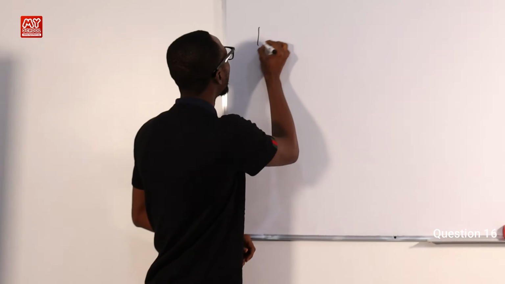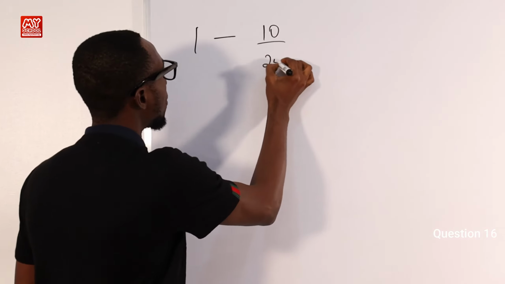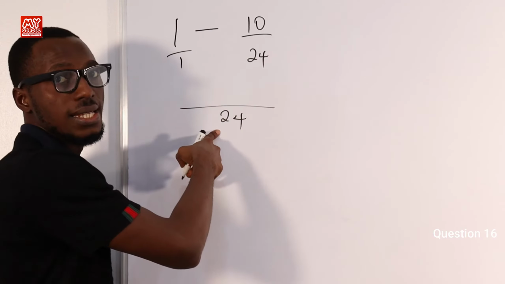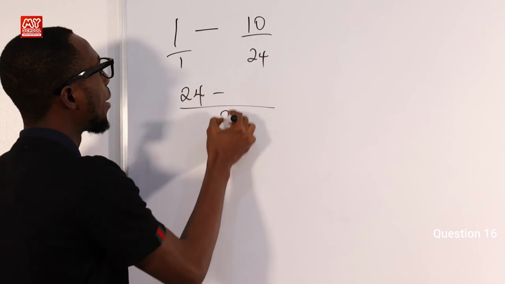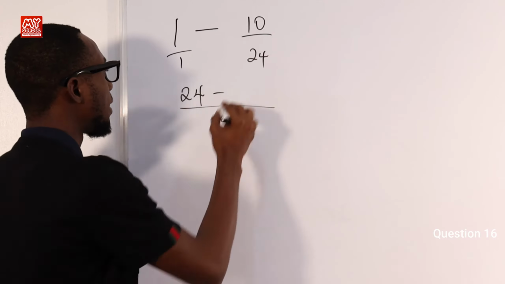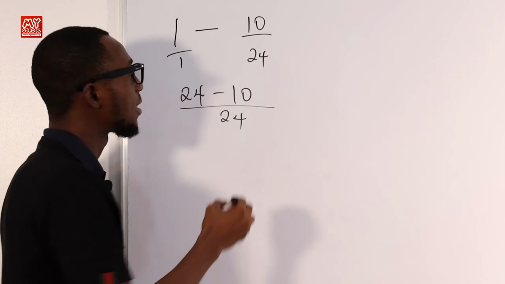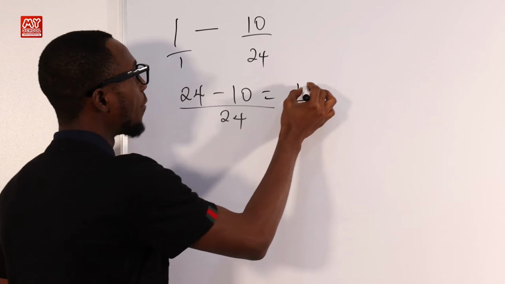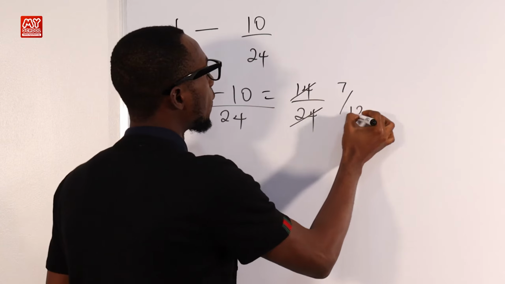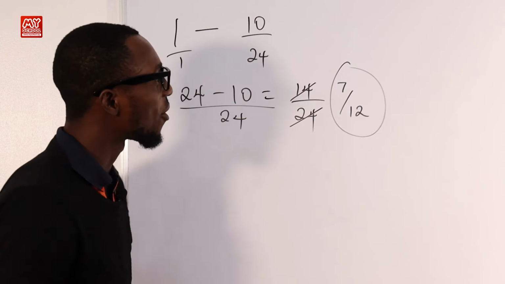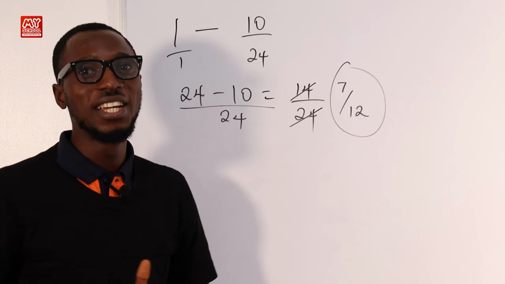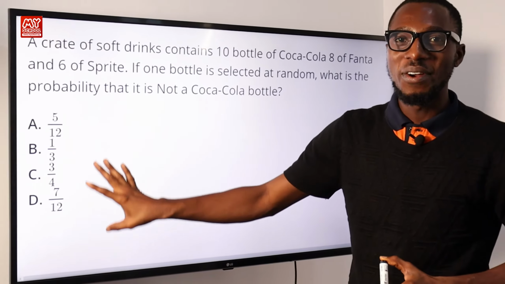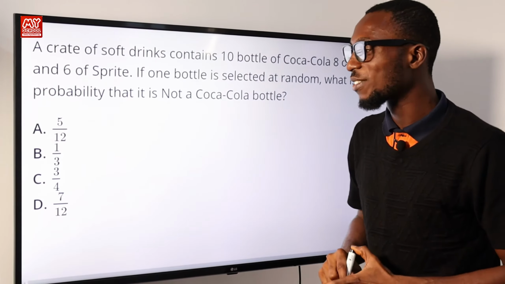So that will be 1 minus 10 over 24. Let's find the LCM, that is 24. That's 24 times 1, we have 24, minus 24 in 24, that is 1, times 10, that is 10. So 24 minus 10, that is 14 over 24. What can go? We have 2 in 7, 2 in 12. So the probability that it is not a Coca-Cola is 7 over 12. Let's go back to the screen and select the correct option. If you scan through all of the options, you will see that option D is correct for 7 over 12.